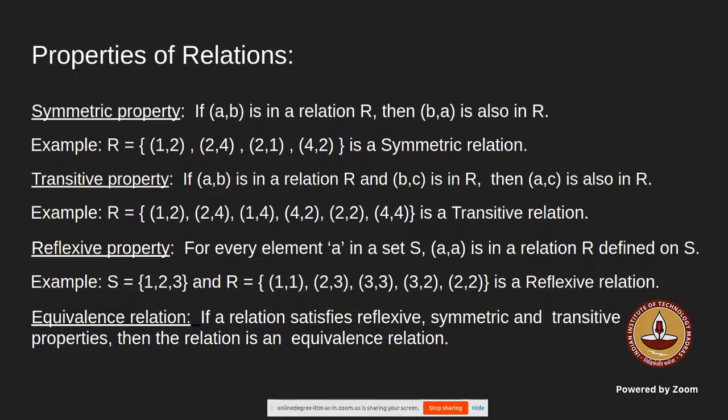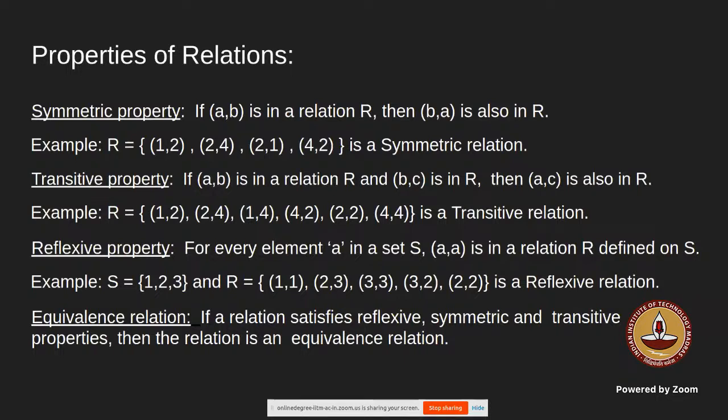Now, what about the transitive property? Transitive property means if (A, B) and (B, C) are in R, both of these are in R, so the second element of the first pair and the first element of the second pair match, then the first element of the first pair and the second element of the second pair, that is (A, C), should be an element of R. So if this happens, then we can call it a transitive relation.